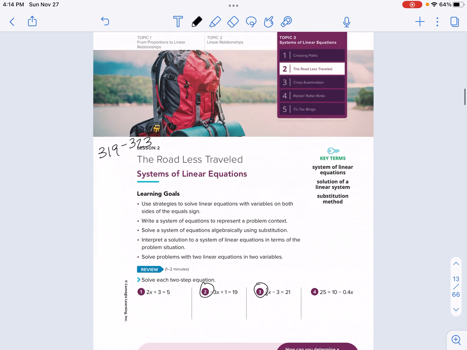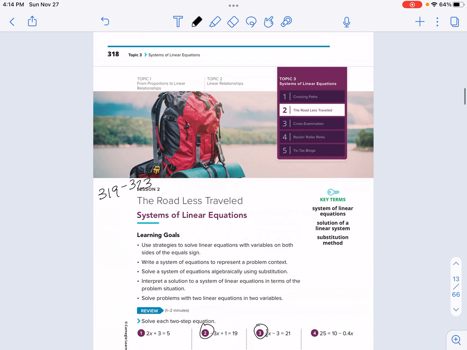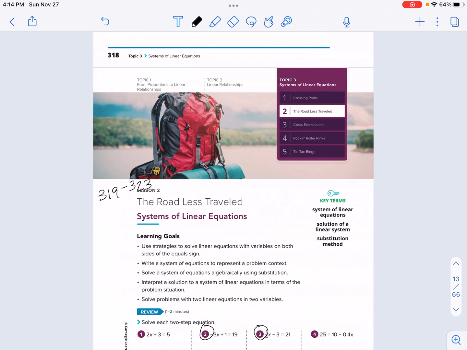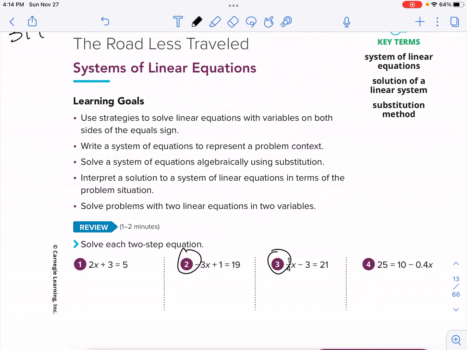All right, we are starting on page 319. We are on module 2, lesson 3 on systems, topic 2, and lesson 2, systems of linear inequalities. For this, our learning goals: use strategies to solve linear equations with variables on both sides of the equal sign. Write a system of equations to represent a problem context, and solve a system of equations algebraically using substitution. This is going to be a key thing.